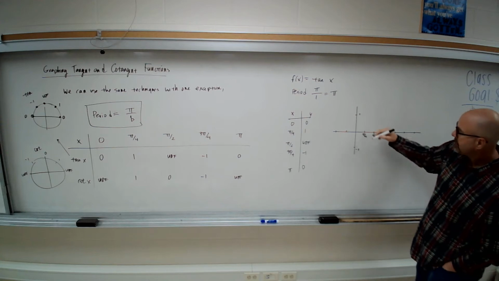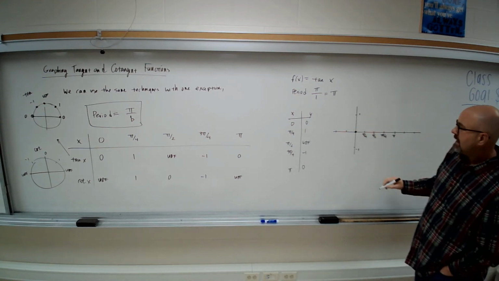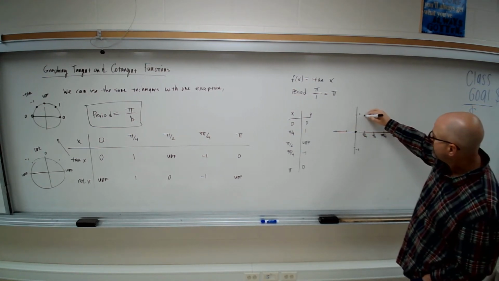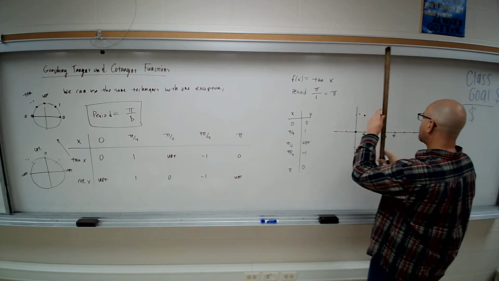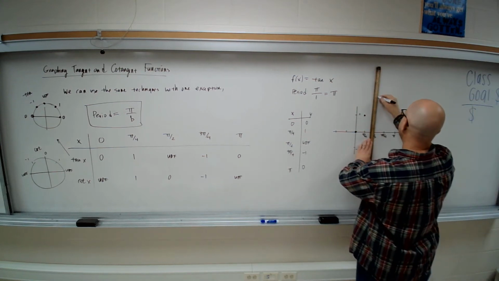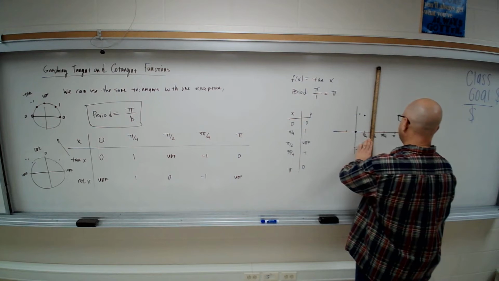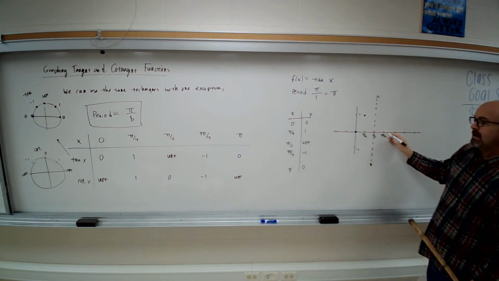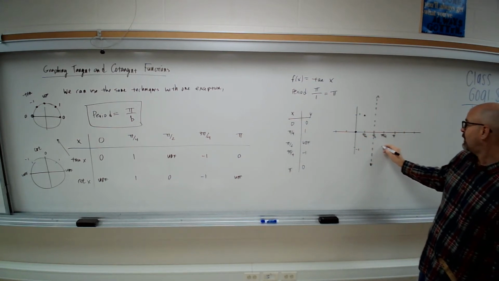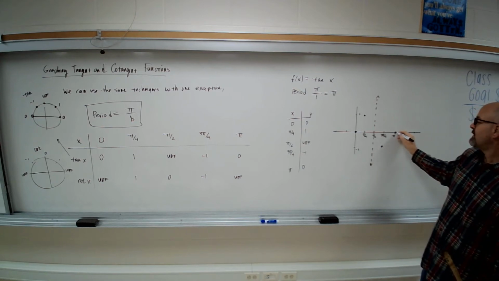So 0, 0, pi over 4, 1, and then pi over 2, undefined, 3 pi over 4, -1, pi, 0.